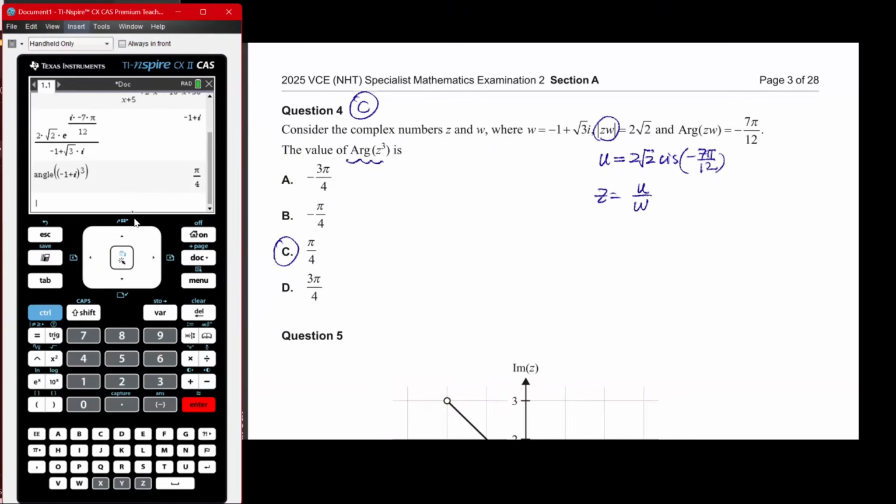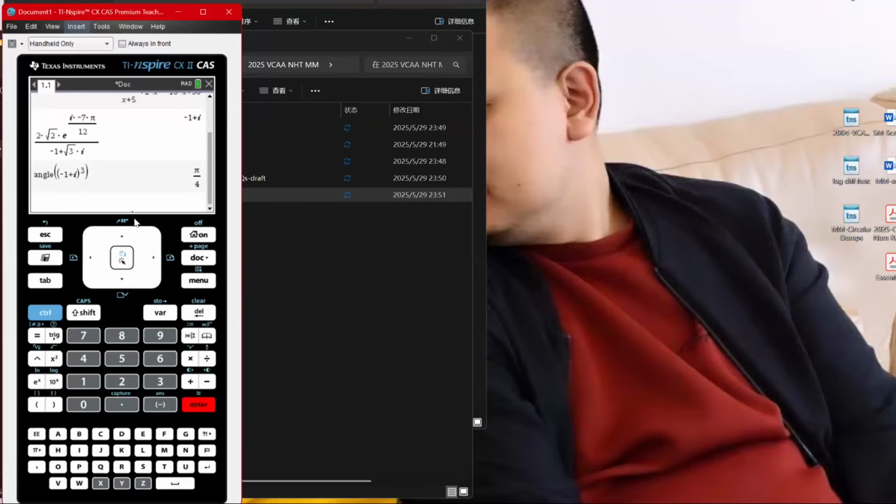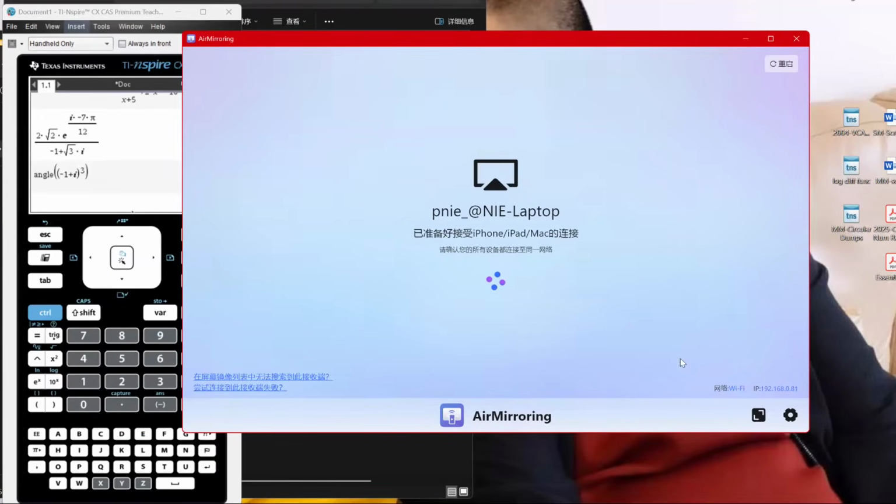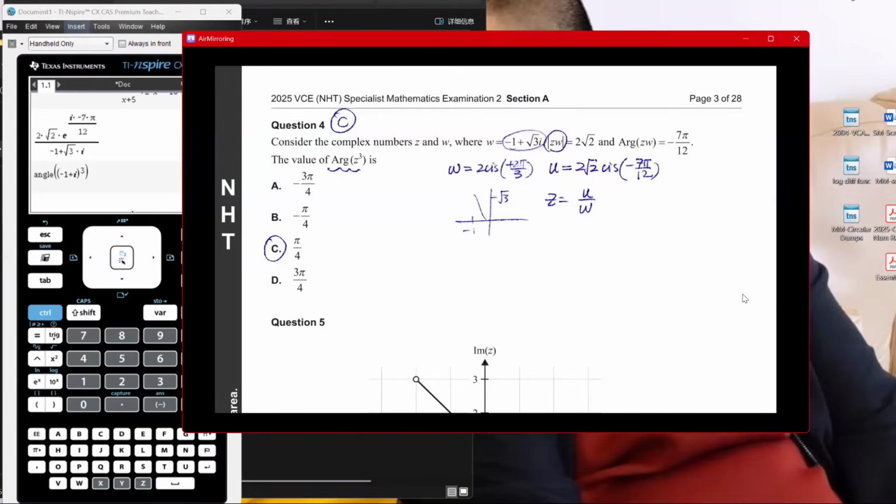You might want to get w in polar form, like 2 cis 2 pi over 3. This is in the second quadrant. If you draw a diagram, this is minus 1, this is root 3, etc. So that is a possible way you could tackle this question. All right, let me just recover my connection. Yep.